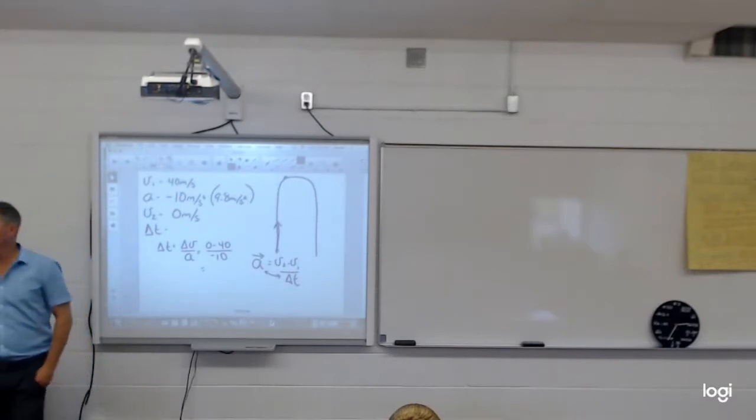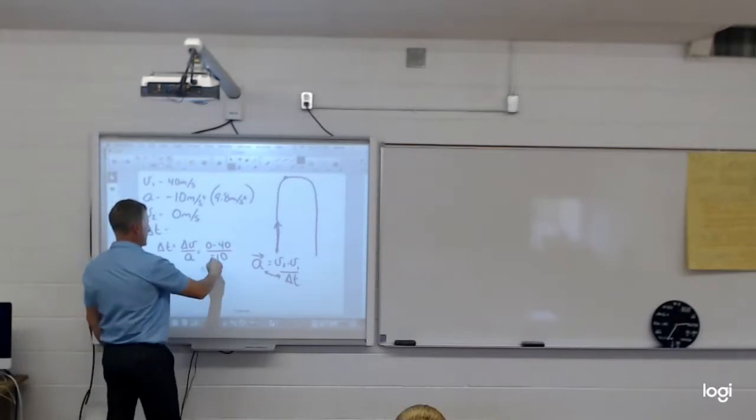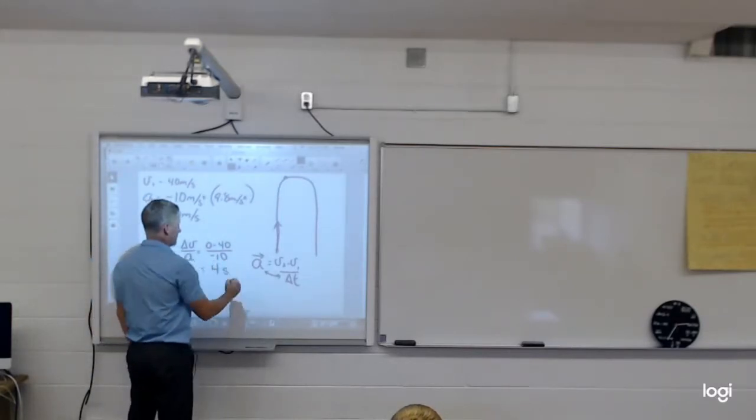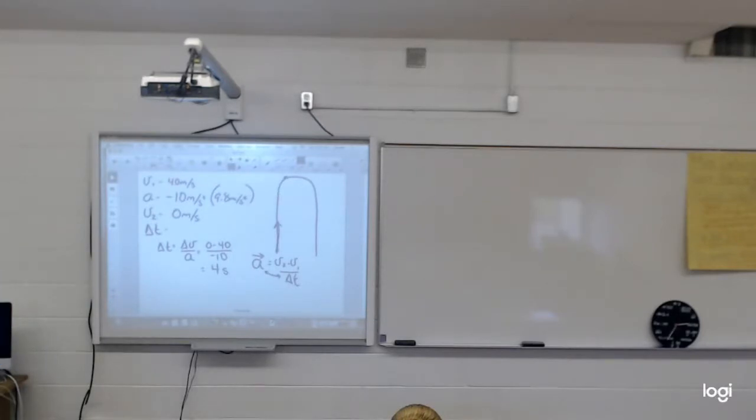And you know whether or not you're going to get it right because the time has to be a positive value. Can't go backwards in time. So I have negative 40 over negative 10. 4 seconds. Takes 4 seconds to go up. How long does it take to go down? 4 seconds. So the total time it was in the air was 8 seconds.